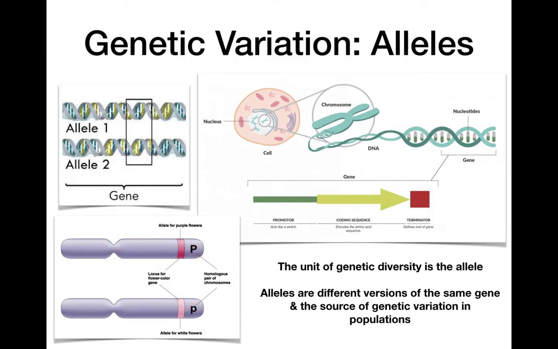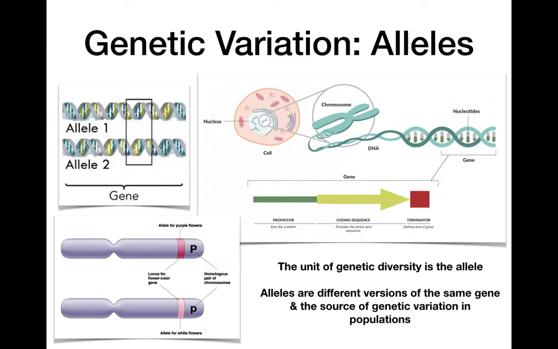Okay, another example: here's one chromosome, another chromosome, in a flower this time. It's the same chromosome, and the DNA here is organized, and this allele is for a purple flower, and this allele is for a white flower. Capital P is for purple, and little p is for white. It's the same letter because it's the same gene, but different alleles. One's uppercase, one's lowercase.